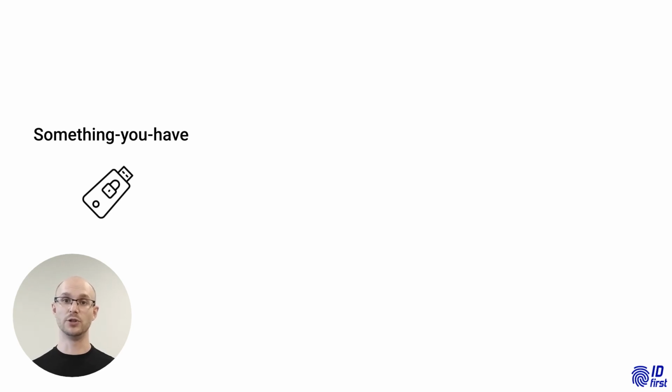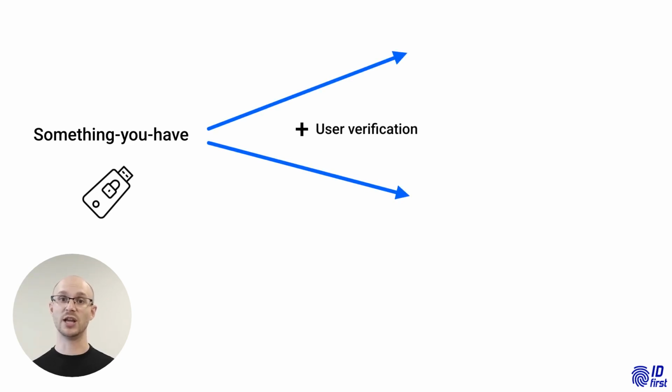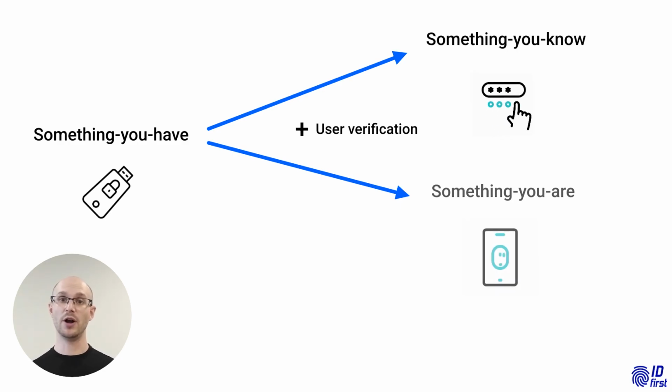At its core, a FIDO2 authenticator represents the something you have factor, as the user physically possesses a device with a non-extractable private key. However, to meet the MFA standard, which requires at least 2 distinct factors, you need to add a second layer of verification. This is where user verification comes in. By adding something you know, such as a PIN, or something you are, like a fingerprint, you can create an MFA solution with a single device.